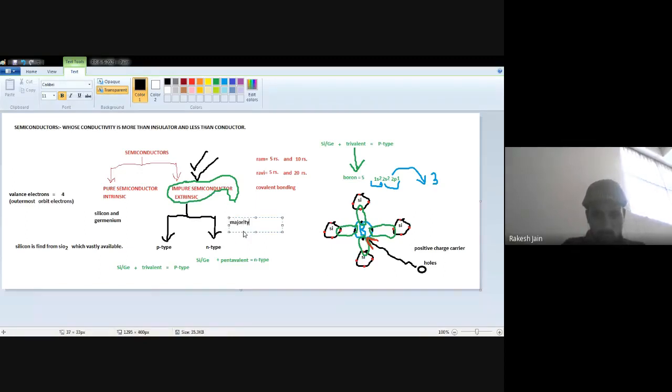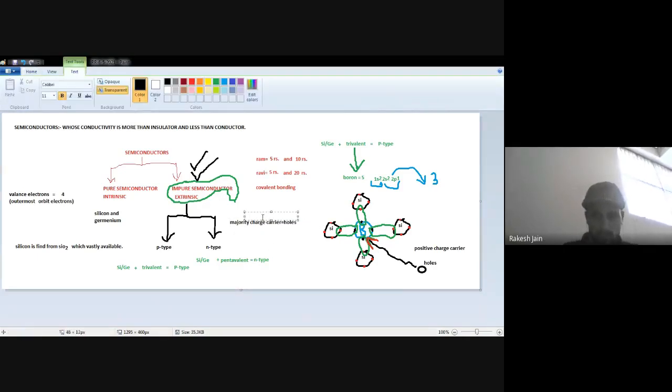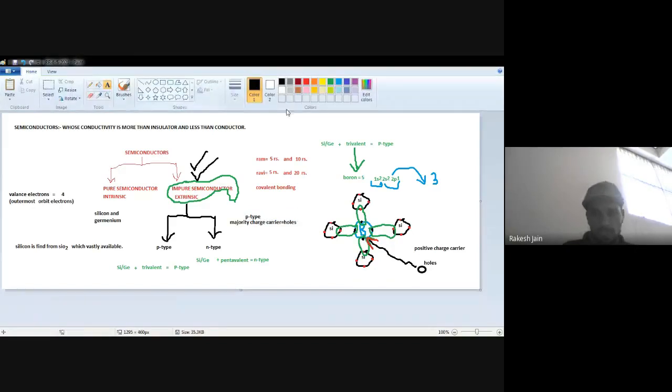You completely see to the topic. Majority charge carriers as holes, because so many holes will be generated there. I'm talking about the p-type. If you remember today's class, you will never repeat mistakes in this unit. The p-type semiconductor, I'm talking about the p-type semiconductor here in this box, because first I add the trivalent impurity. It means I want to discuss the p-type semiconductor. So the p-type semiconductor consists of majority charge carriers as holes.